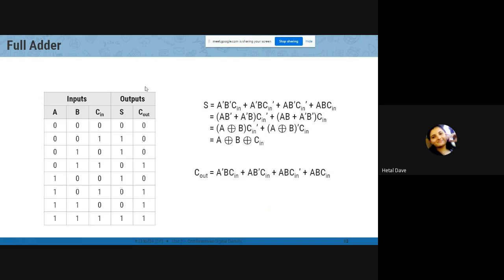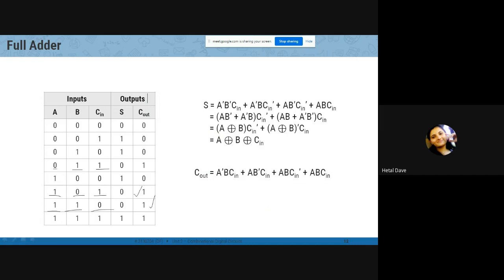Now next you need to solve the equation for the C out column. So same thing. First of all, you will consider 1. Then you will make the equation A bar, B, C. Second one is here. So what is the equation? A, B bar, C. Next one is here. So what is your equation? A, B, C bar. Last one, A, B, C in.